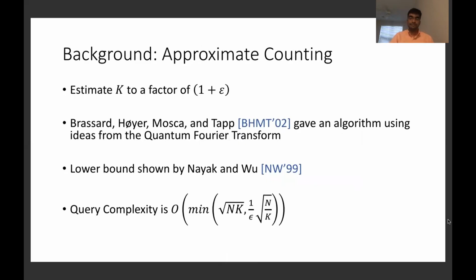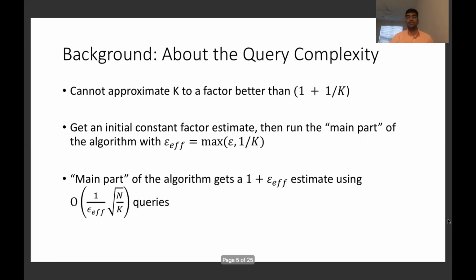And this is how we can get the square root nk term and save on the query complexity. So now we have some understanding that the main algorithm takes 1 over epsilon squared n over k time, but using this method of getting an initial constant factor estimate, we can improve it for some inputs to square root nk, which for some inputs is better. And so the query complexity is the min of these two quantities.